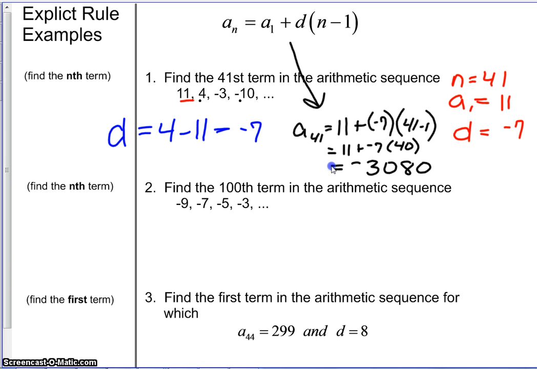That is the 41st term. Now it's not all those terms added up. Remember that sometimes we have them where they're all added up. That's not what we're talking about here. It's actually the 41st term.